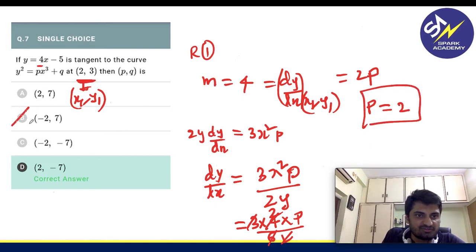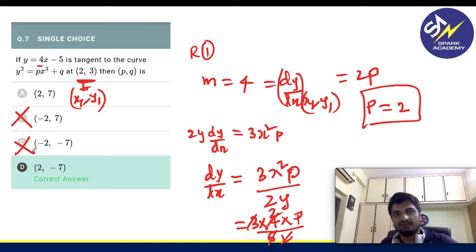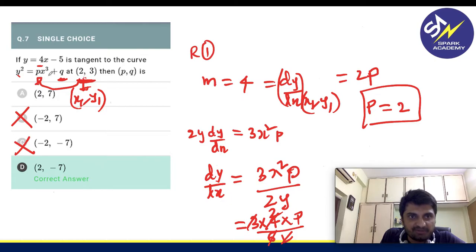So p value 2 means what? B and C are eliminated. Now tell me, how will you find out Q? You know the point of contact, right? Point of contact means it's common, right? So I can substitute this in the curve. 3 square I'm getting 9 equals p value 2, you know now, x cube you know it as 8, plus Q.